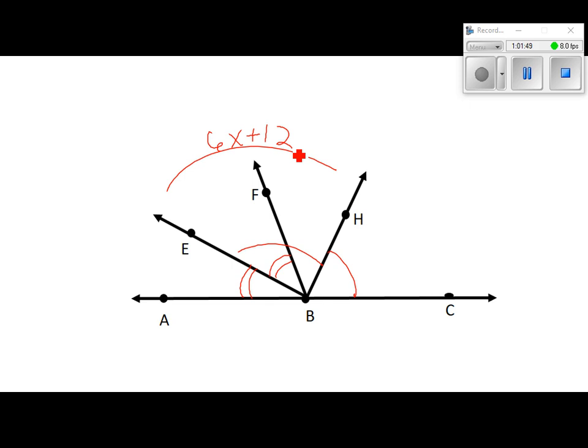And HBC is 8x minus 10. So this angle is 8x minus 10. What do you know about those two angles? So set it up again. 6x plus 12 equals 8x minus 10. Somebody solve that for us real quick. Tell us what x is.